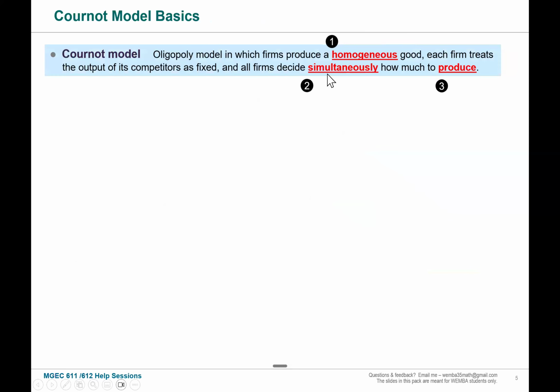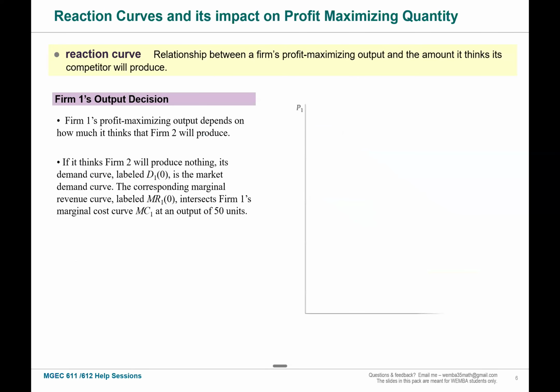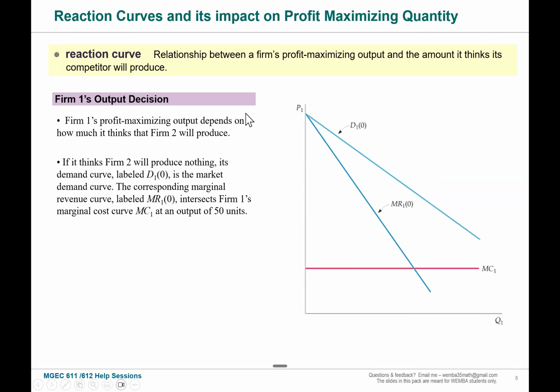Sorry. So simultaneous decision making and how much to produce. So they're deciding on how much quantity and making the decision simultaneously. So let's now figure out how do we calculate this interdependency. So let's say there are two firms, A and B.